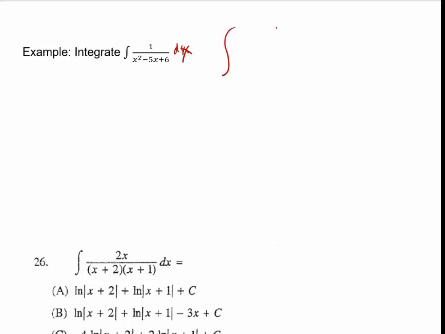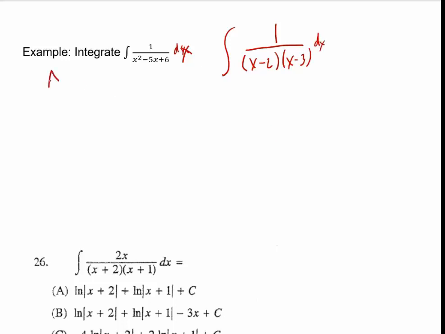All right, so in this case, it becomes the integral of 1 over, and then the two numbers that multiply to 6 and add up to negative 5 are negative 2 and negative 3, so that factors to x minus 2, x minus 3. And now I can break it apart.